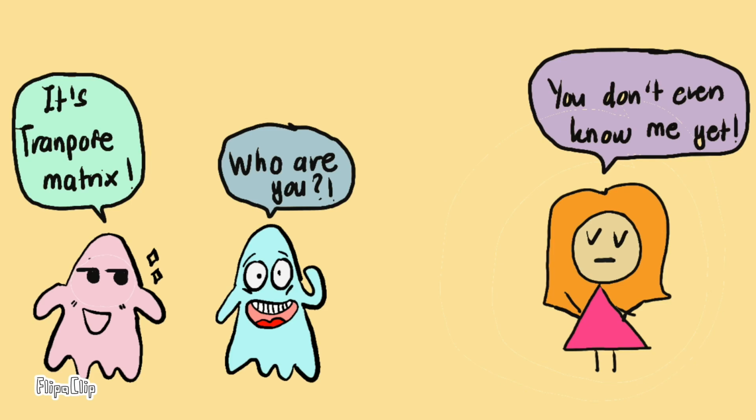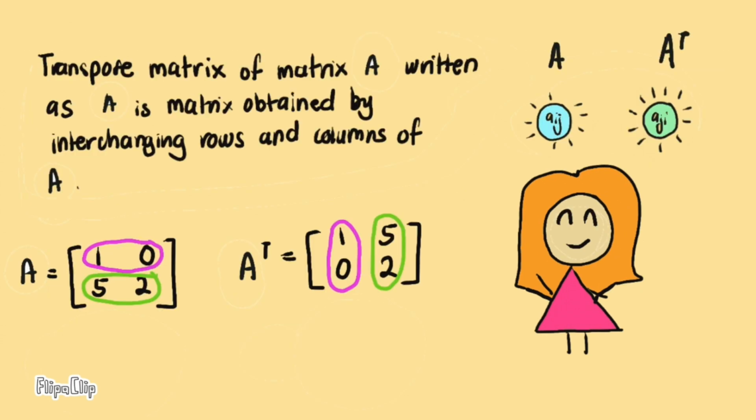Wow! You don't even know me yet. Who are you? It's the transpose matrix. The transpose of matrix A, written as A transpose, is the matrix obtained by interchanging the rows and columns of A. For example, in matrix A, 1, 0 is the first row of matrix A. So, in the transpose matrix, 1 and 0 become the first column.